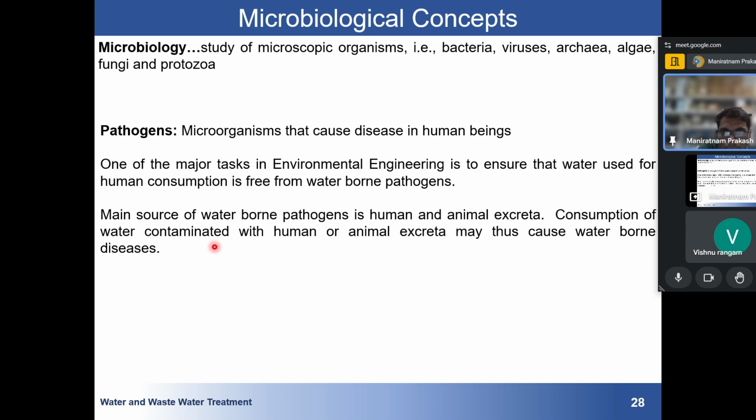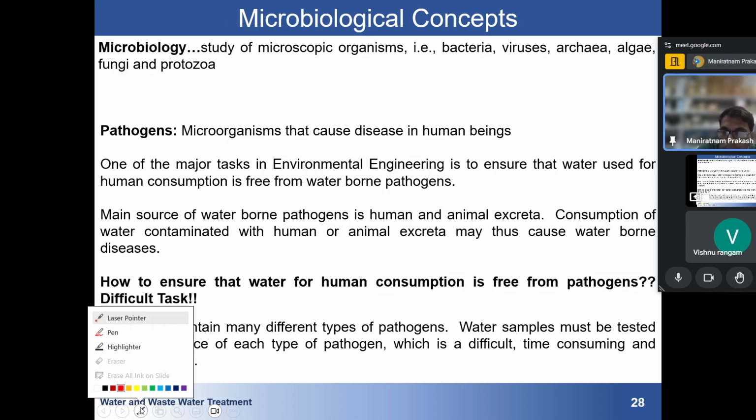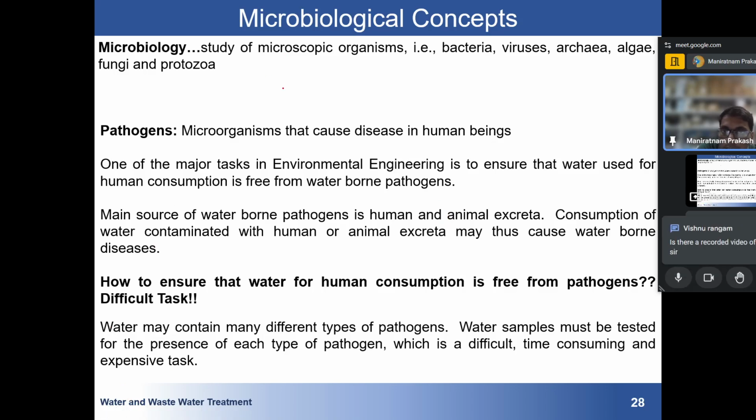The consumption of water contaminated with human or animal excreta may cause waterborne diseases. How to ensure that water for human consumption is free from pathogens is a very difficult task. Water may contain many different kinds of pathogens, and the water sample must be tested for the presence of each. So now we know that the water we have might contain many pathogens, and there are thousands of pathogens in the system, so we cannot measure each and every contaminant present.